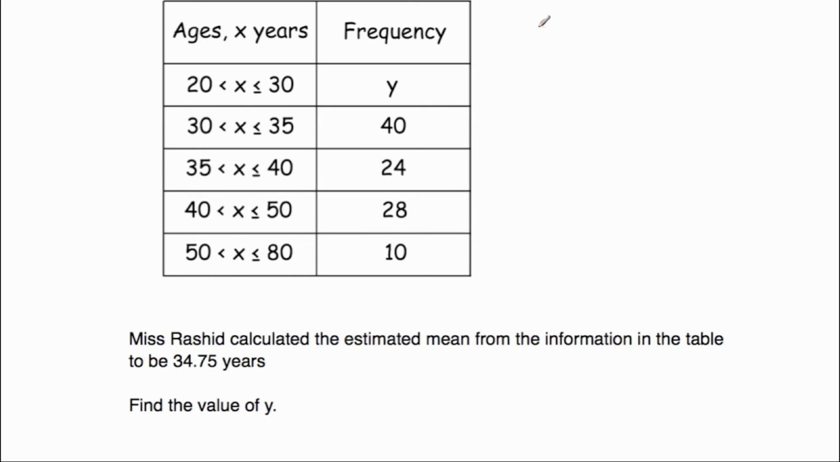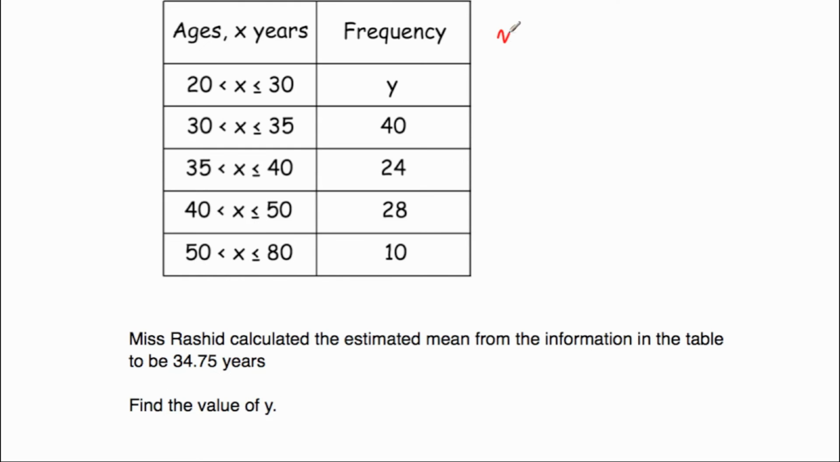I'm going to add on a column for the midpoints, and a column for fx. I'm going to multiply the midpoints by the frequencies, work out the grand total, our sum of the fx, work out the total frequency, and divide. Then we're going to put that equal to 34.75 and see if we can solve that equation to find our value for y.